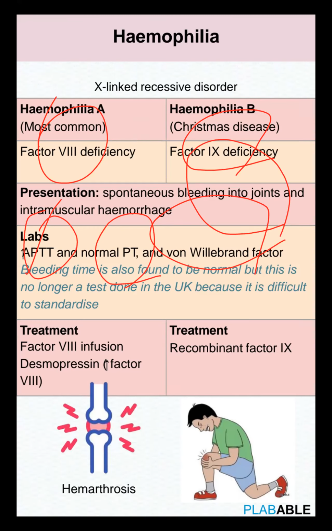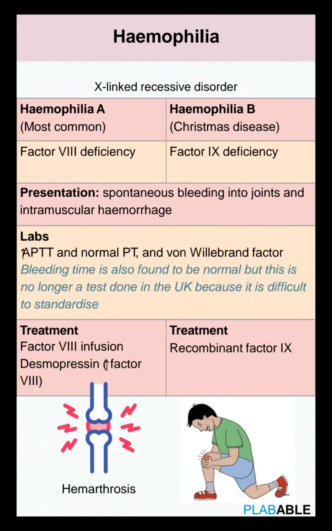Even if you discuss von Willebrand deficiency, APTT and PT will be deficient. So in hemophilia B we have to supplement factor 9. In hemophilia A, we have to supplement factor 8. Hemarthrosis.